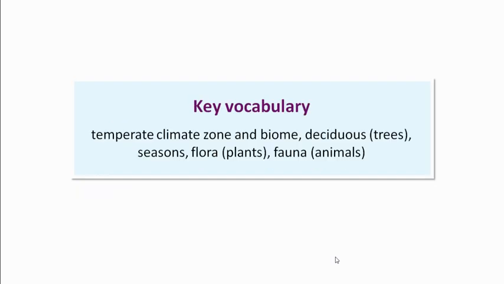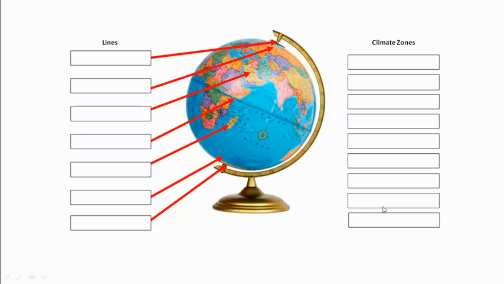These are some of the words that we're going to be using this week. The temperate climate zone, that's a phrase we're going to be using, and we're talking about the biome of deciduous forest. Okay, so new word, deciduous. I'm going to tell you what that means during this lesson. And we're going to talk about the seasons in the year. We'll also talk about the flora and fauna of the temperate climate zone, which means the plants and the animals that live in that climate zone.